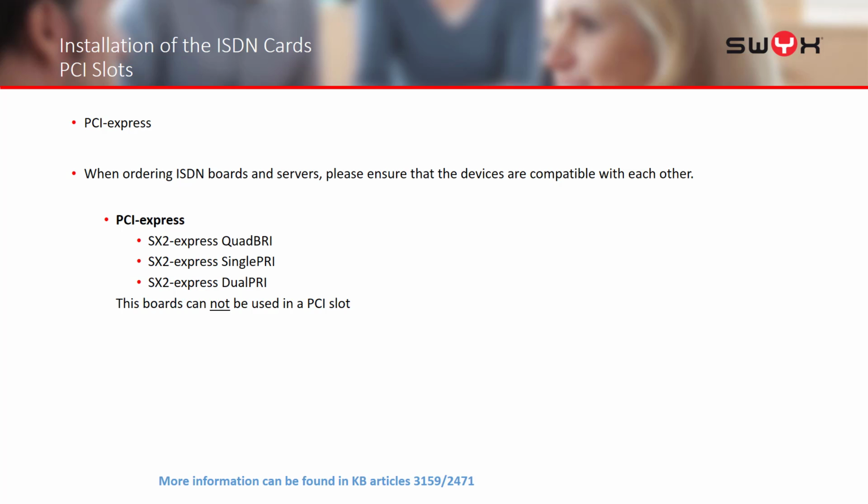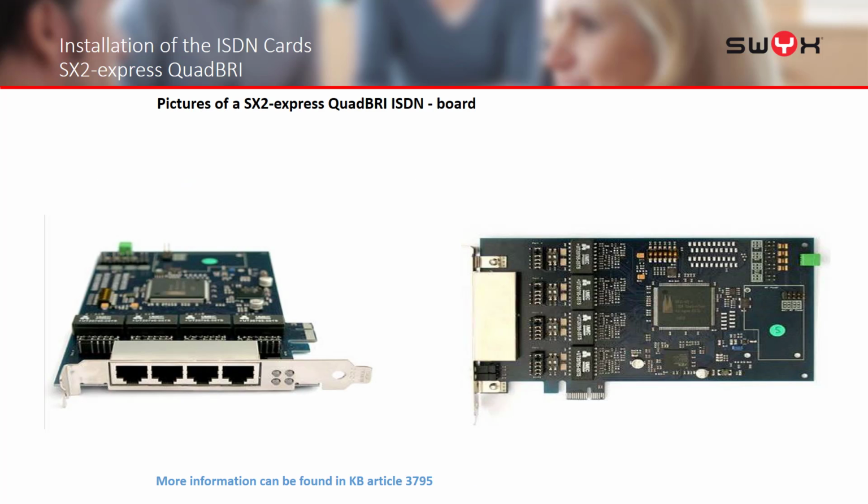Our cards are all PCI cards, and as I said, we have the SX Express Quad, that's the ISDN2, and we have the single and dual card. They do not work in PCI slots, obviously. There's a picture, the SX2 Quad BRI. 4 sockets on the back of it, 4 RJ45s for 4 lines, 8 channels. And as can be seen on the right, from the top view there, a number of jumpers and dip switches, which we're going to discuss now.